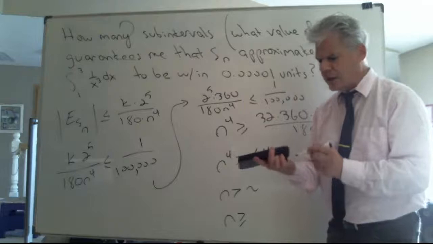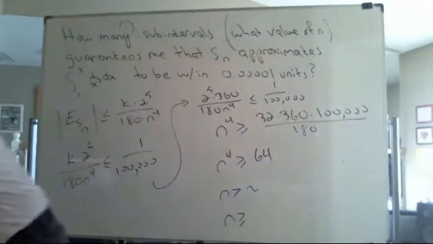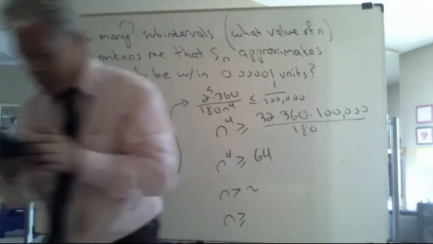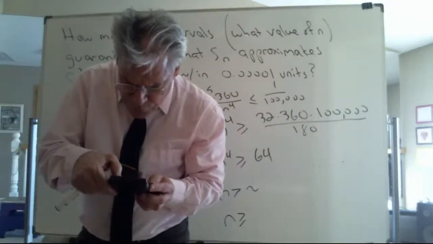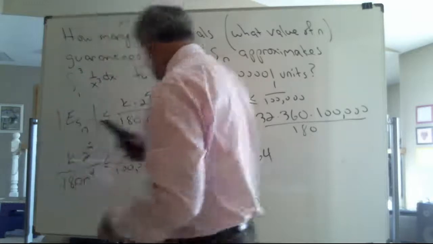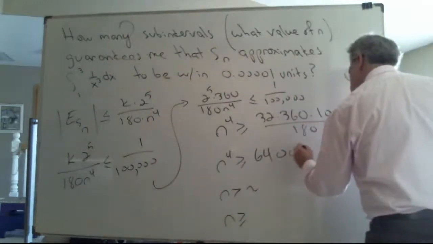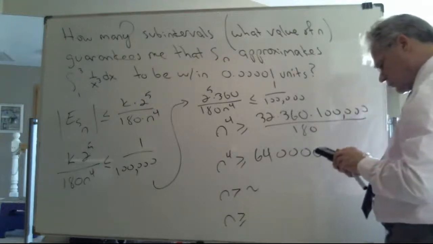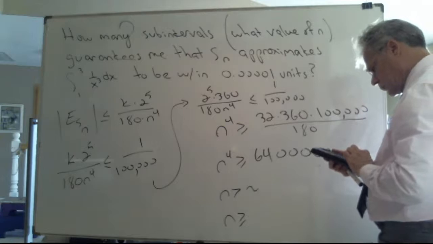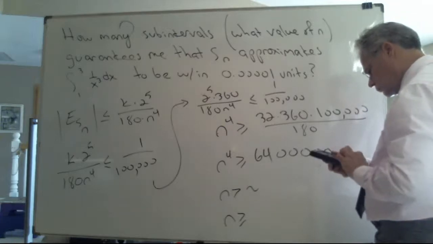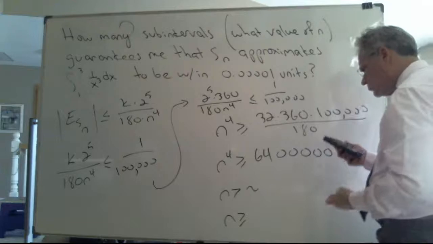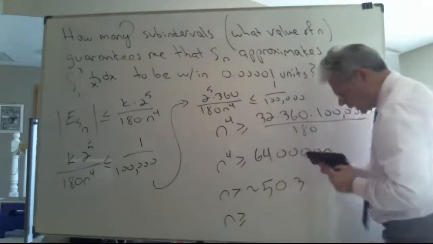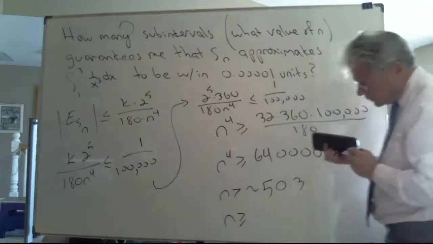Oh no. I don't know if I have any reading glasses. Shoot, I can't read this. Darn it. Sorry. Dealing with old people. So 1, 2, 3, 4, 5 zeros. My goodness. Now I'm taking the fourth root. I'm coming up with approximately 50.3.